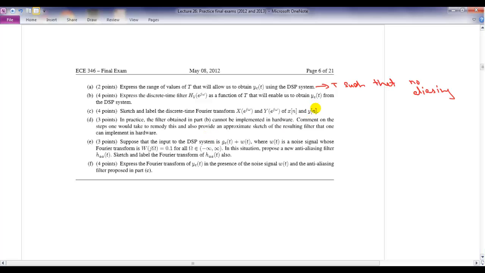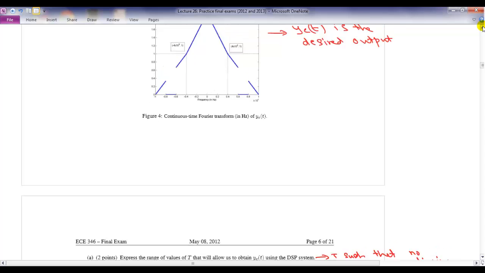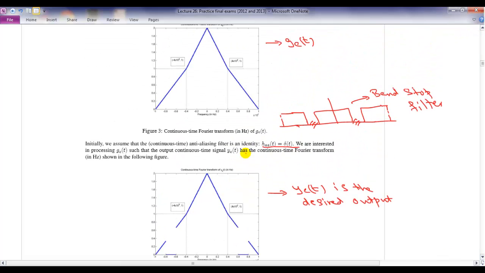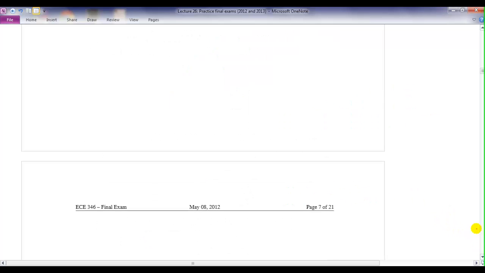The third is sketching the Fourier transforms in the discrete domain. So now these are Fourier transforms of these signals, and you know that when you go from analog to discrete, there is scaling of both the frequency axis and scaling of the amplitude. Right? So you will just do that simple solution for that part.